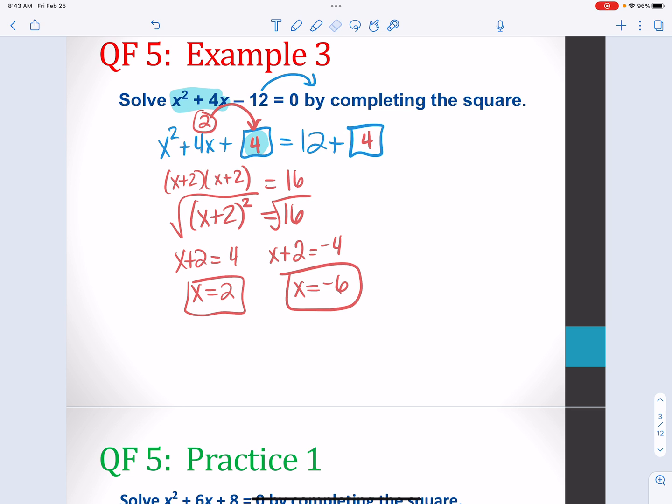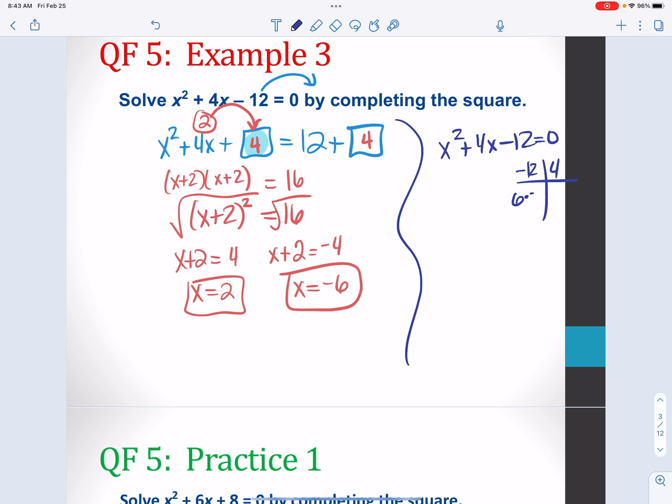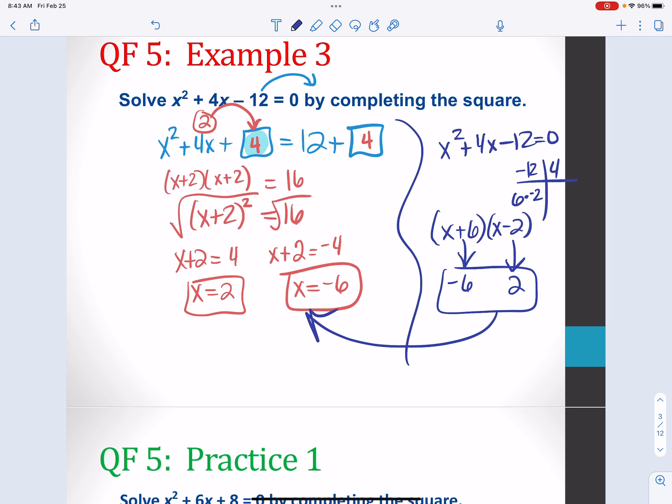Now, if I would have looked at the original problem, and I'm just going to come over here and work this. The original problem was x squared plus 4x minus 12. Right? I could have made my table: factors of a negative 12 that subtract to 4 are 6 and a negative 2. So this would have been x plus 6, x minus 2. So my two roots are a negative 6 and a positive 2. So I could have done this question by factoring, but I'm trying to show you how to complete the square.